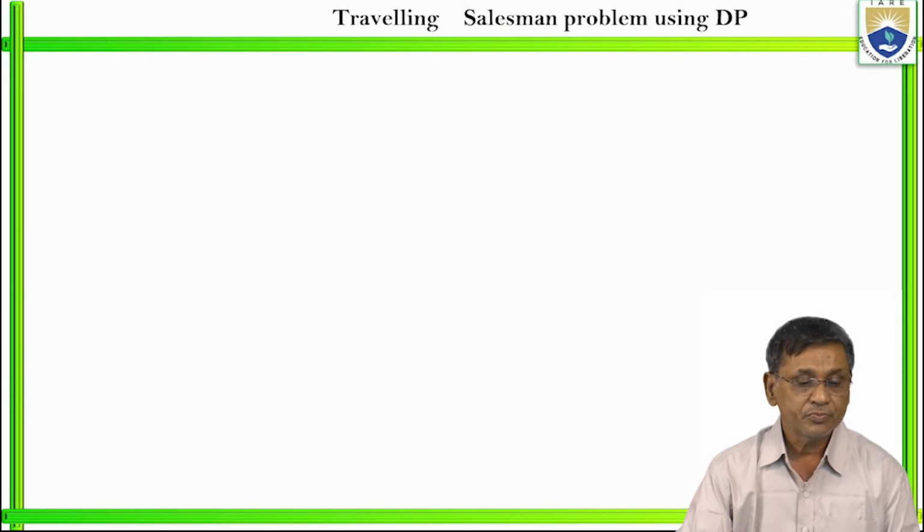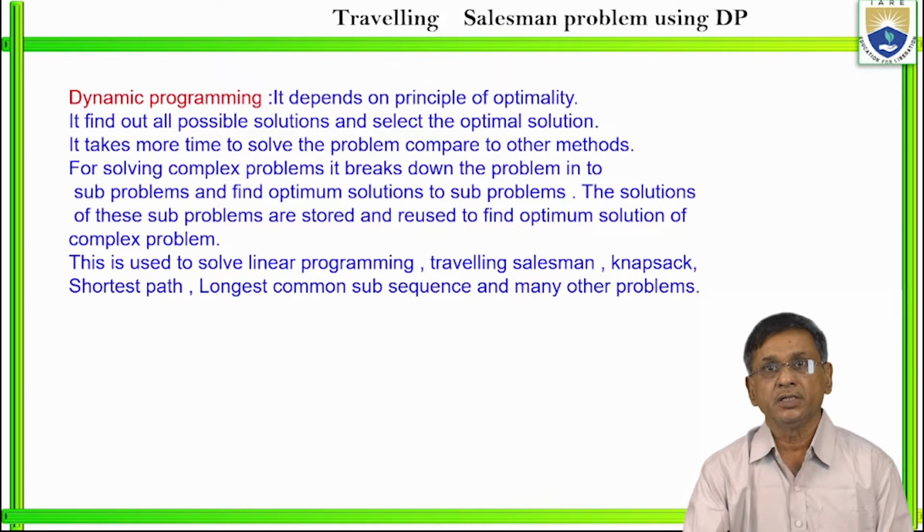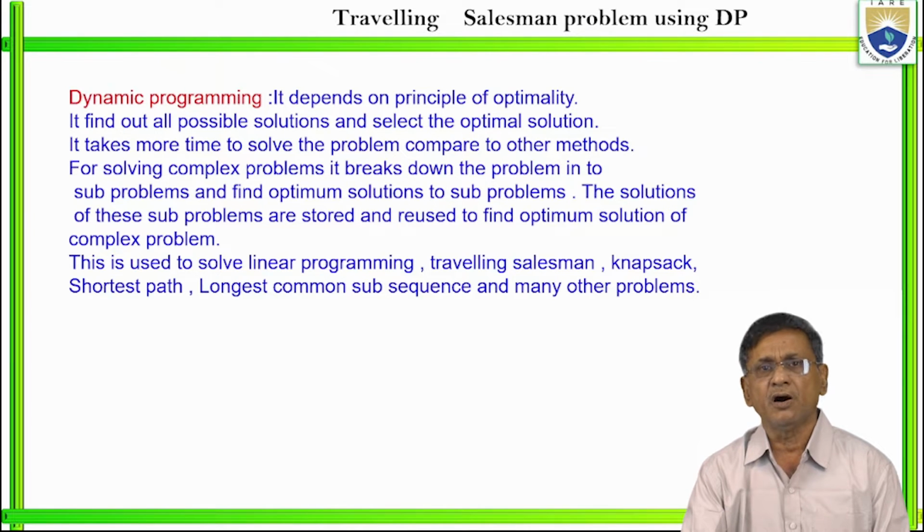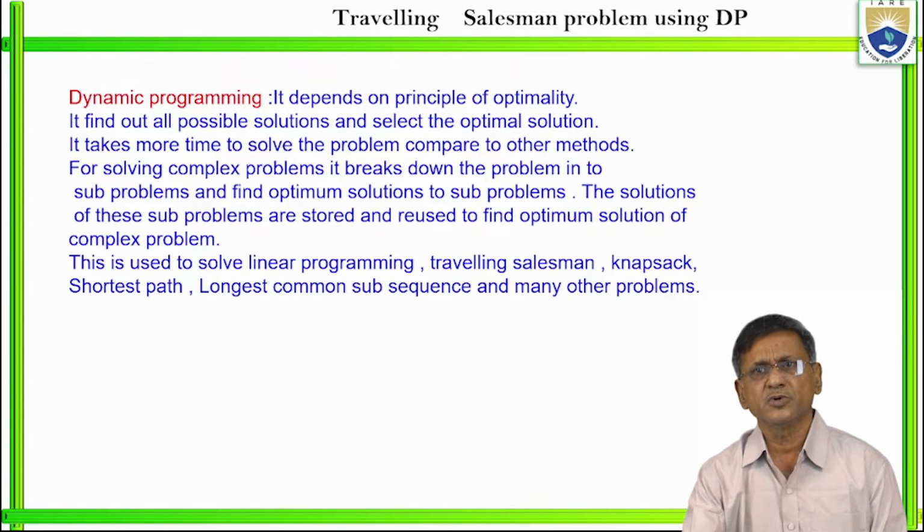Now, dynamic programming depends on the principle of optimality. That means dynamic programming finds all possible solutions and selects the best solution. So it takes more time because it has to find solutions for all the possibilities. It will take more time compared to other methods, but still it gives a better solution.